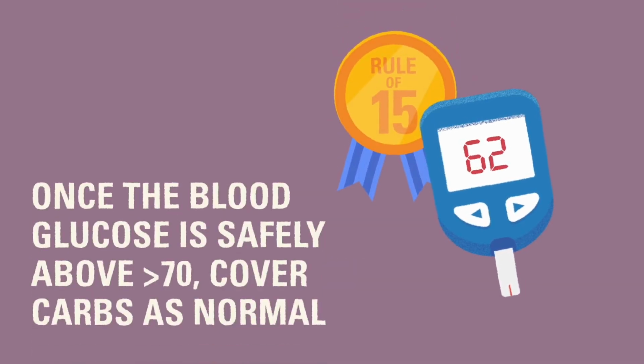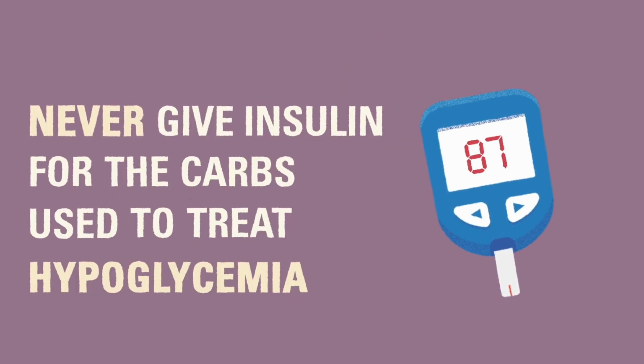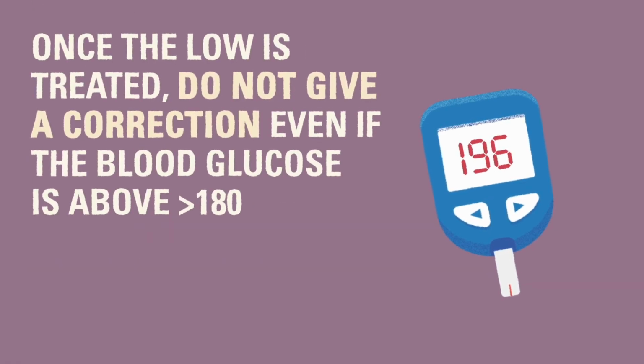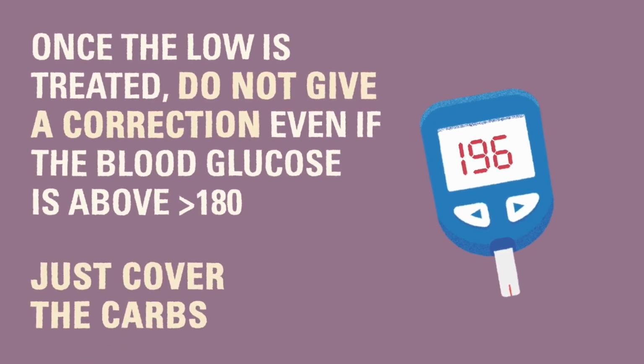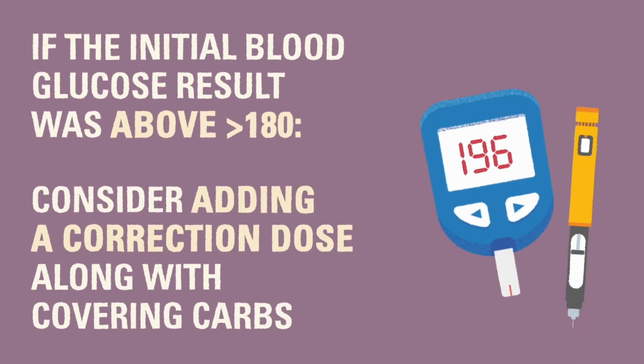Once the blood glucose has risen to a safe level above 70, then you can give insulin to cover the carbs in the meal. Remember, you should never give insulin to cover the carbs that were eaten as part of the rule of 15 to treat the low blood glucose. Once the low is treated, you don't need to correct the blood glucose even if it is higher than 180. Just focus on covering the carbs. If the current blood glucose is higher than 180, then you should give a correction dose along with the carb dose.